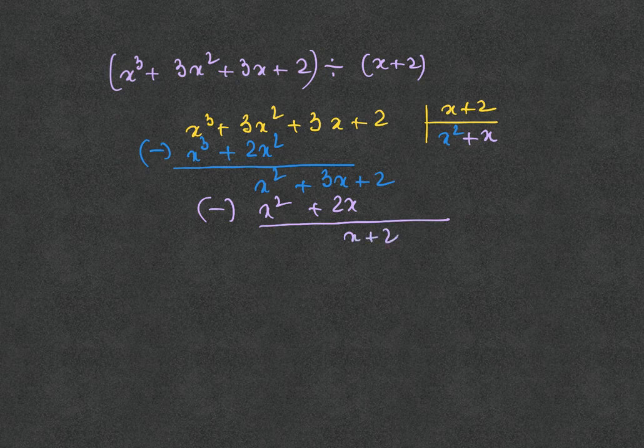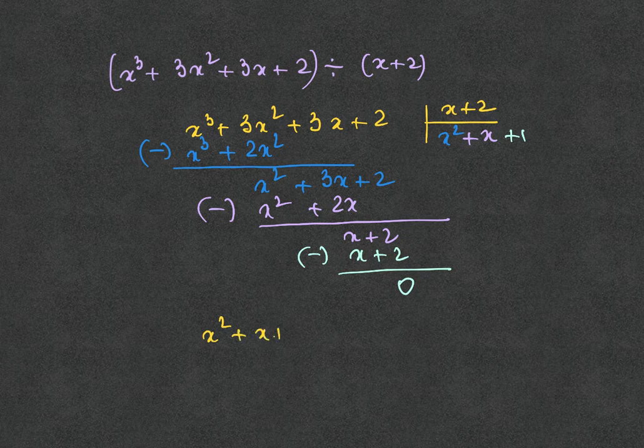x into x goes 1 time. x plus 2, I multiply, and then I subtract and I get 0. So x squared plus x plus 1 is the quotient, and 0 is the remainder, and it's exactly what we found on the previous page. If you look at the algorithm on the previous page, we've done exactly the same thing, looking at how many times the second block goes into the first block.